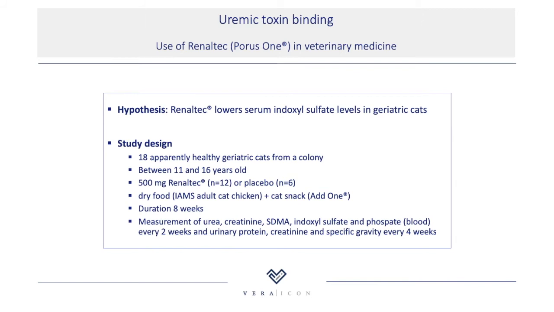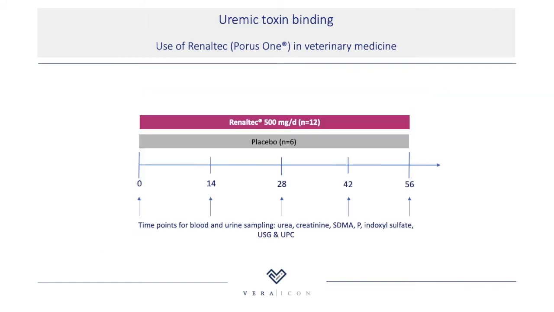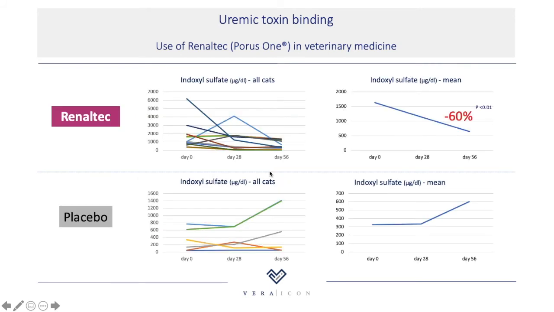During these 8 weeks, every 2 weeks a blood sample was taken, and every 4 weeks urine was collected. In blood, urea, creatinine, SDMA, indoxyl sulfate, of course, and phosphorus levels were measured. And in the urine, protein, creatinine, and specific gravity were measured. So this is the setup, very straightforward. Every 2 weeks a blood sample, every 4 weeks a urine sample. Some cats, 12, received Renaltec, 500 milligrams, and the others received placebo.